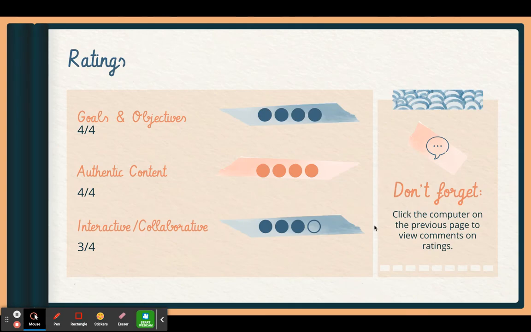So real quick, you can see I just broke it down in a quick way without having to click through the link and read all the comments. So everything except, again, for interactive and collaborative received a 4.